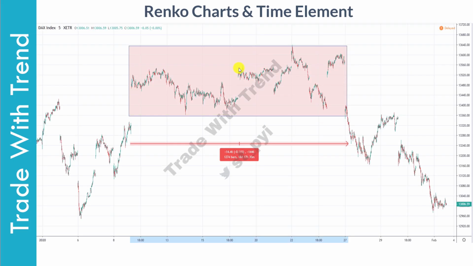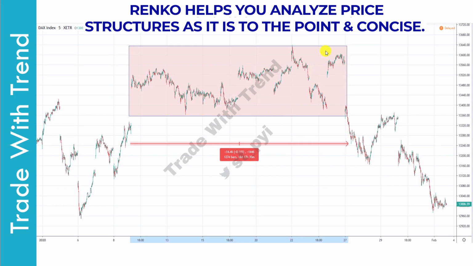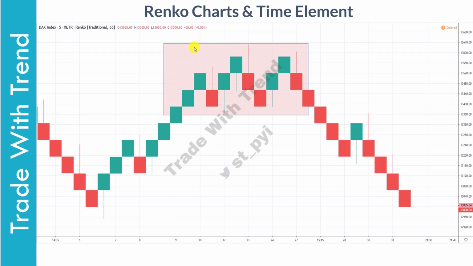So this chart that you see in front of you is a 5-minute time frame chart of German DAX index. Now this range that I have marked on the chart has lasted for 1,274 bars, that is over a span of 18 days and 17 hours. The reason I have selected this particular example is because I wanted to show you how this looks on a Renko chart. Now this is the same range that you saw playing out over a period of 18 days that is represented in a concise manner here.